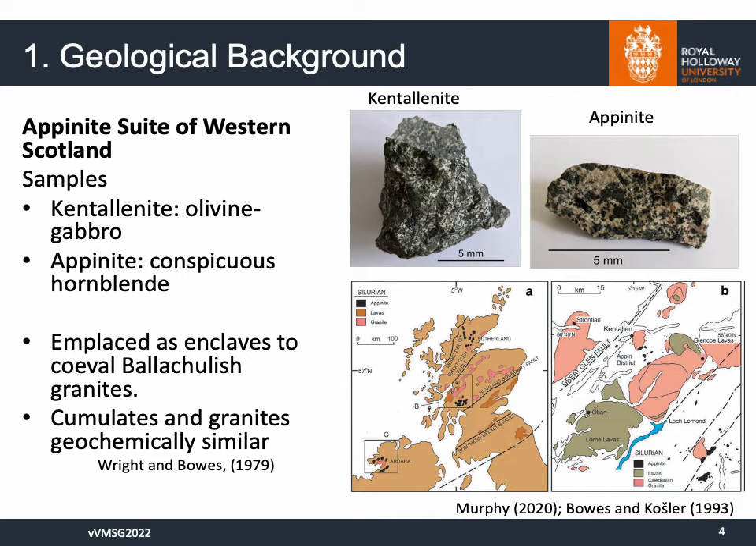Specifically, this study focuses on cumulates found at the Appinite suite of Western Scotland, Kentallenites and Appinites. Considering the temporal, spatial, and geochemical similarities between the mafic and felsic components of this suite, it has been proposed that there is a close genetic relationship between the rocks. Furthermore, geochemical similarities with Archean TTG rocks suggest that these cumulates could provide an insight into the evolution of crustal magmas, and potentially be analogous to Archean continent formation.